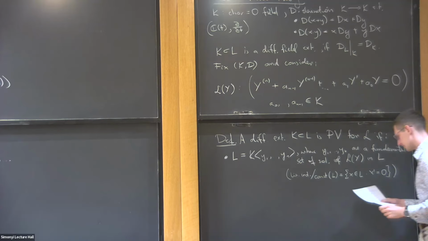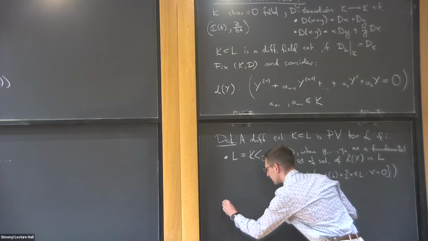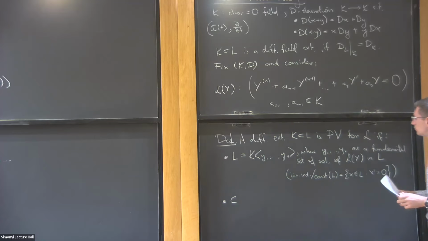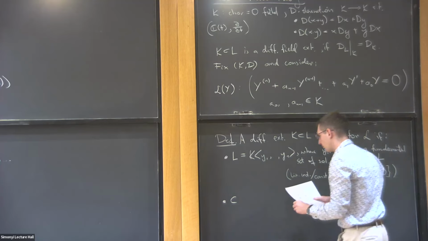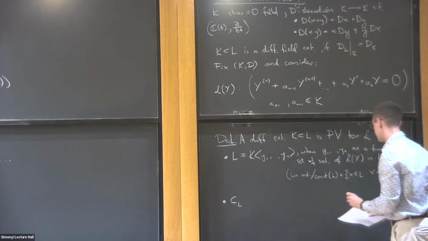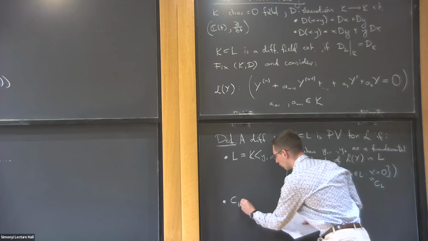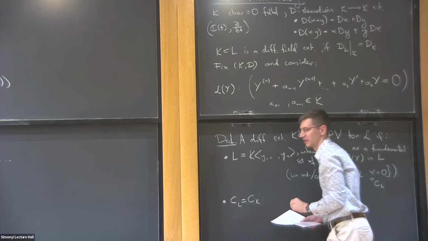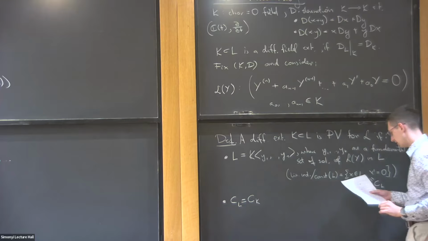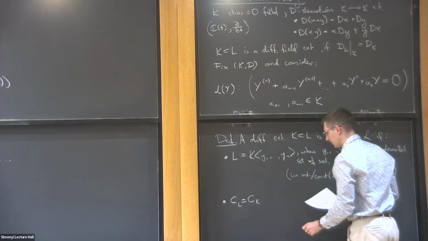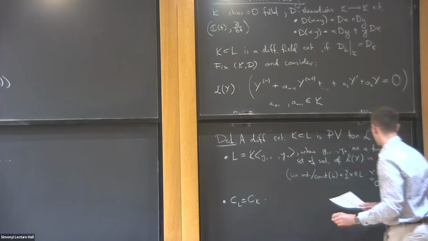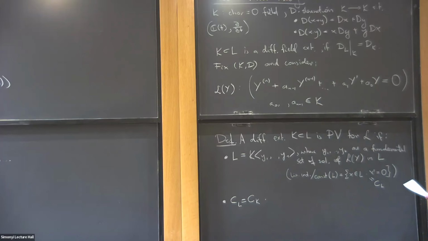So this is the first condition, and the second condition is that a fundamental set of solutions just means that there are n solutions linearly independent over the constant field. That's what it means, no more, exactly. And furthermore, I want the constants of L, let me denote this C_L, not to grow. They contain the constants of K because the derivative extends, but I want this to be preserved. Okay, so this is a Picard-Vessiot extension.